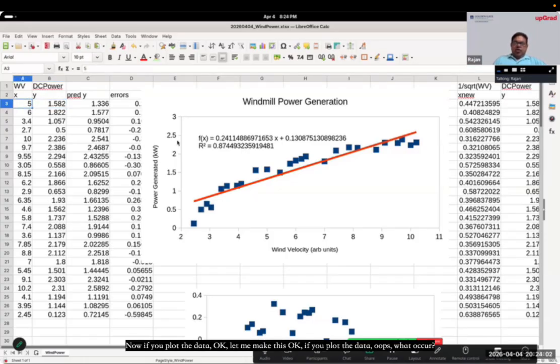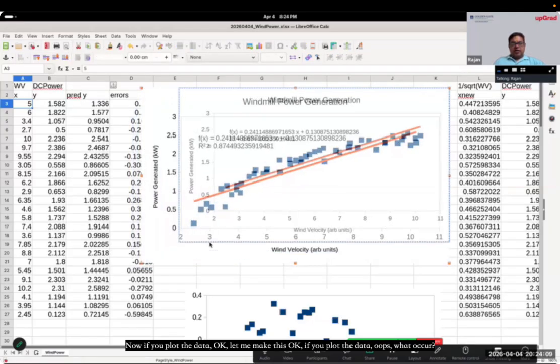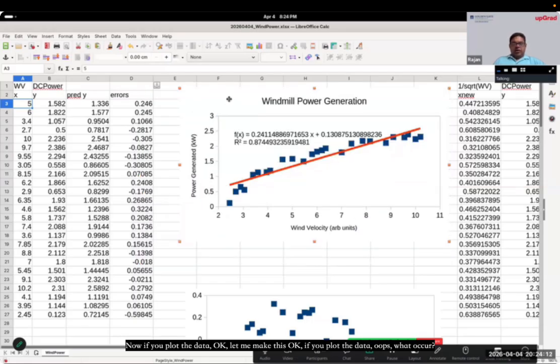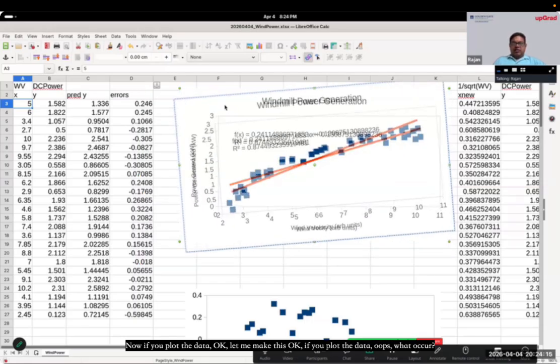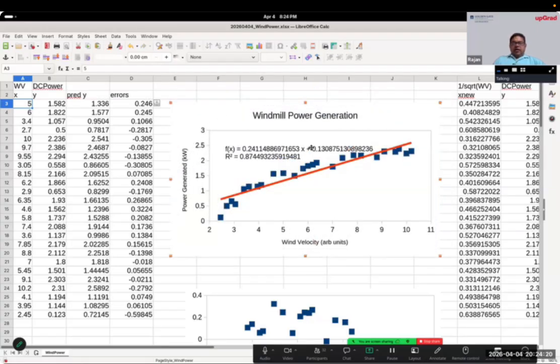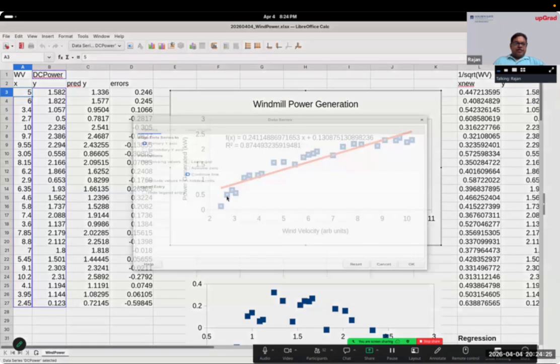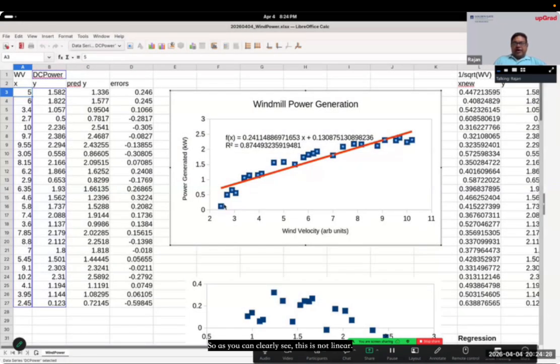In professional gambling, betting odds have this exact meaning: P over 1 minus P. Probability is never a number beyond 100%, but odds can go way beyond 100%. In fact, you would have seen 10 million to 1, 10,000 to 1. So as you can clearly see, the data is not linear.